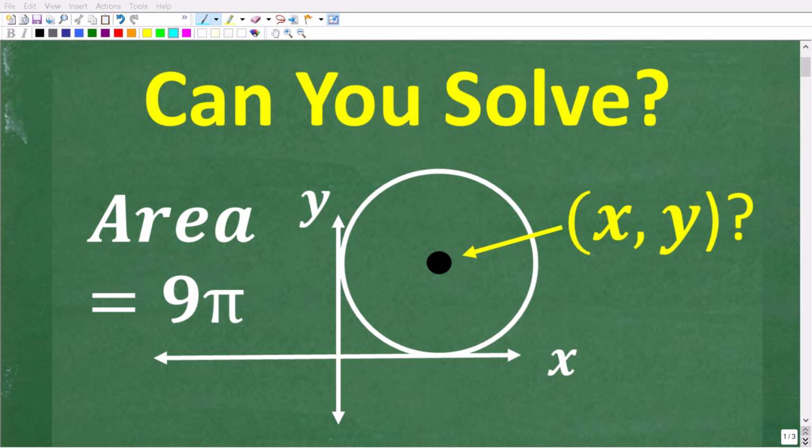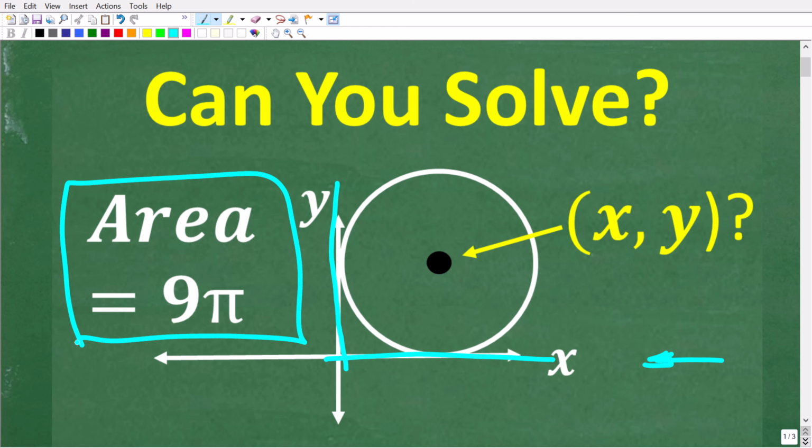Anyone with basic geometry and algebra skills should be able to solve this problem. Let's take a look at the question. We have a circle here that is tangent to the x-axis and the y-axis, and we're told that the area of this circle is 9 pi. The question is, we're looking for the xy coordinate of the center of this circle.